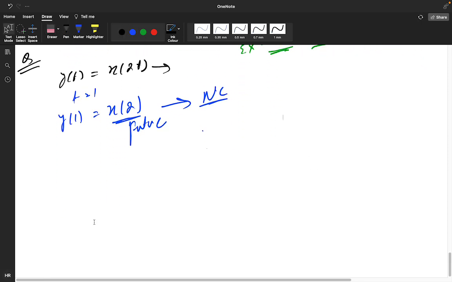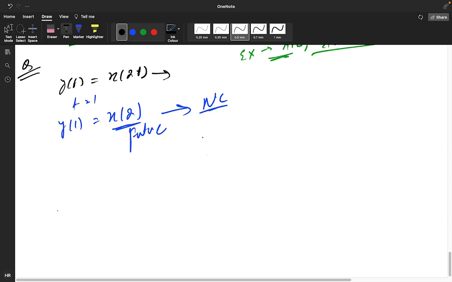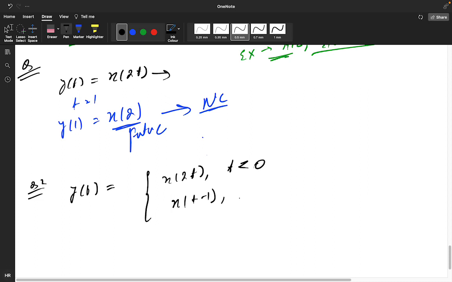Question 2: y of t is x of 2t when t is less than 0, and x of t minus 1 when t is greater than or equal to 0. So is this causal or anti-causal?